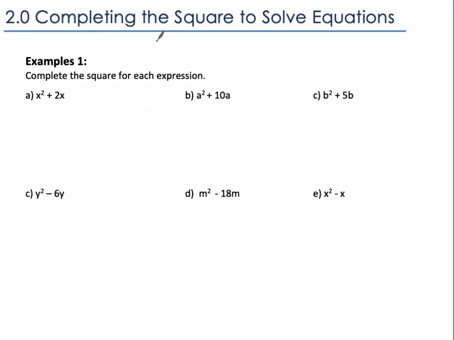So it basically means if you've got a binomial like x plus 2, for instance, squared, you get x squared plus 4x plus 4, right? So this number comes from this number squared, and this number here is double that number right there, right? So we're using that fact to complete the square.